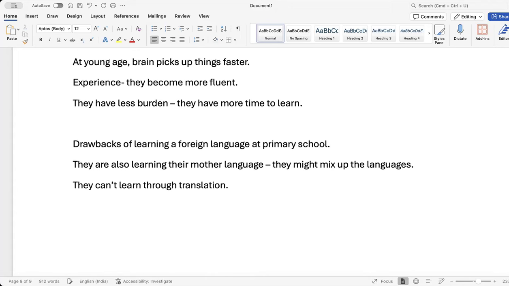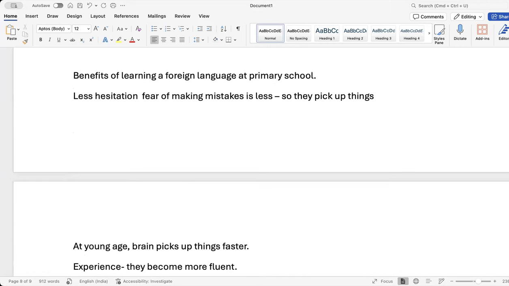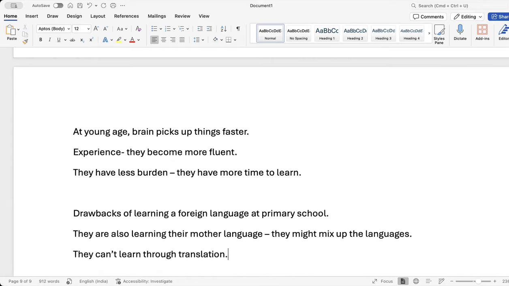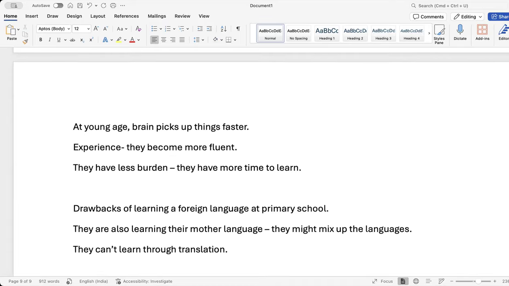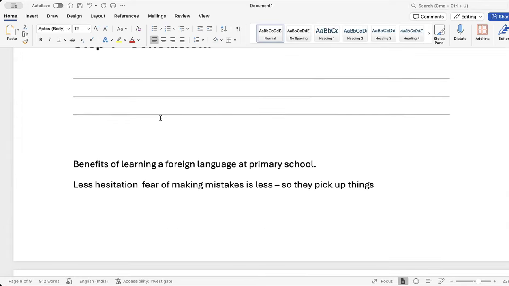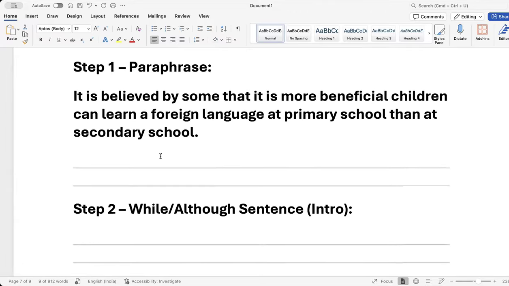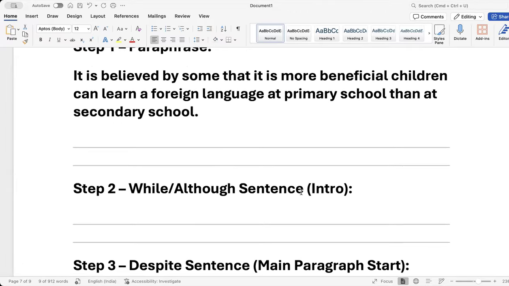Okay. So anyways, now what's our opinion? Four advantages, two disadvantages. Which side is more? Advantages. Advantages are more. So very good. After you do this, you are clear. What's your opinion? So you come here and you're going to write your while statement.